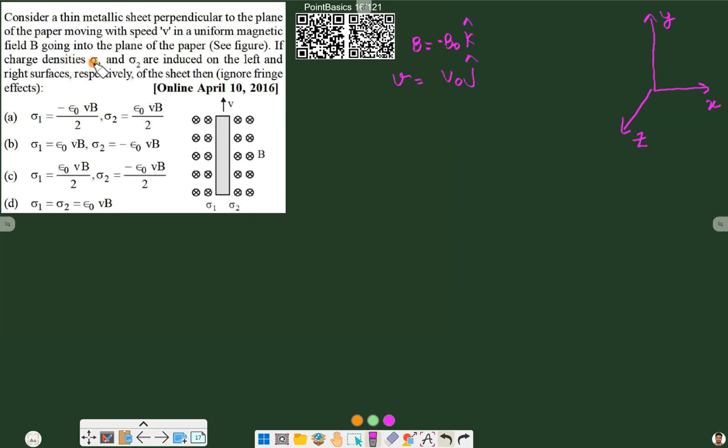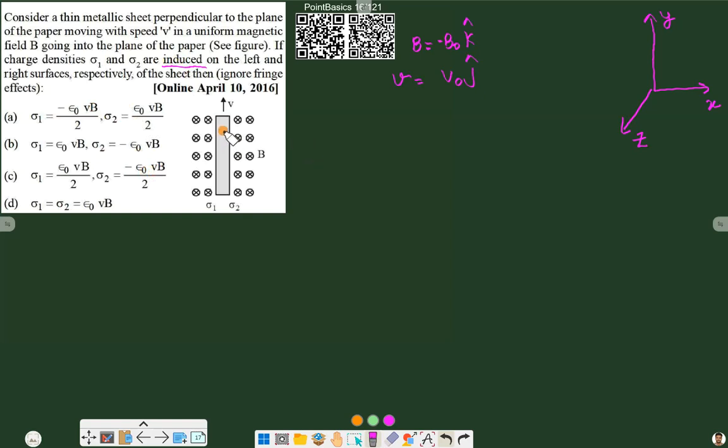Now, if charge densities sigma 1 and sigma 2 are induced, here we are talking about induced charge. Note that we have not given any charge to the plate. The charge is being induced on the left and right surfaces respectively of the sheet. Then we have to find out the values of these sigma 1 and sigma 2.